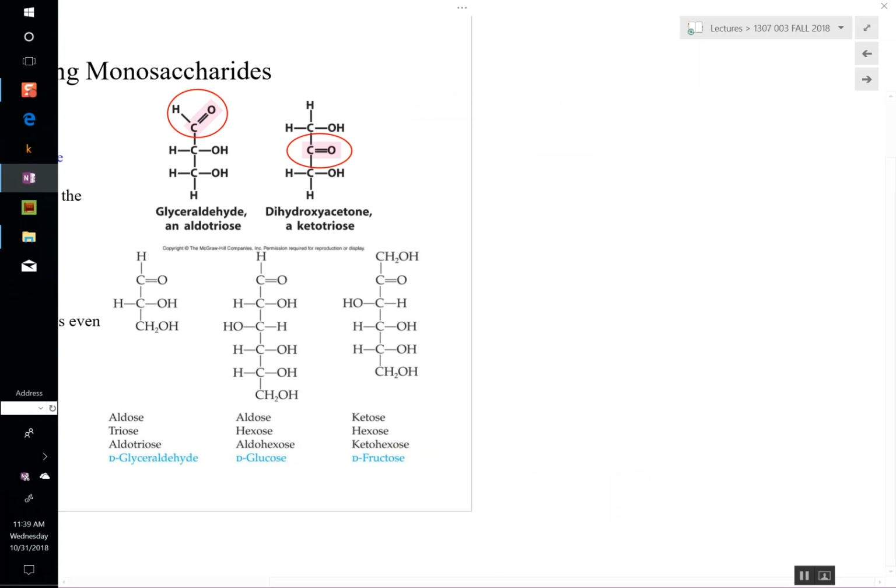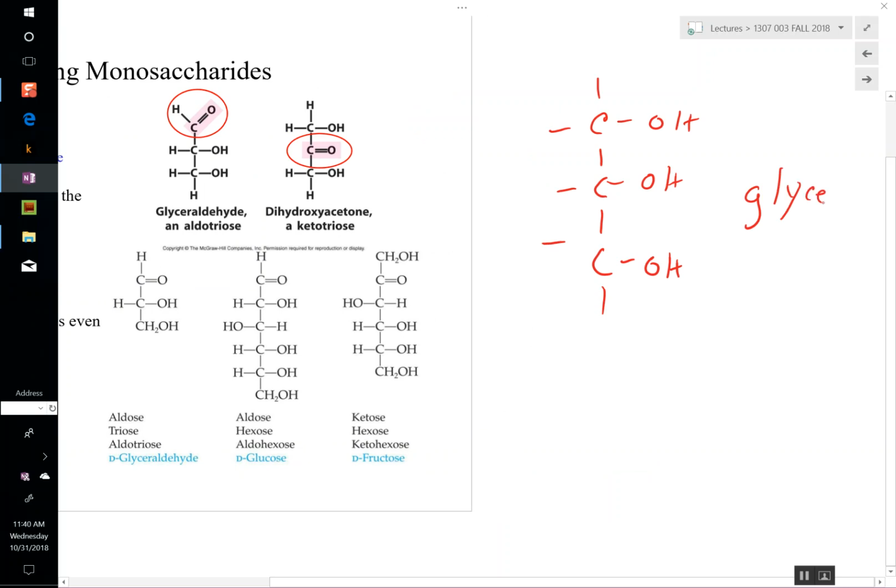You've already seen this molecule. It has 3 OHs on it. This is glycerol. That's glycerol. That's where they're getting glycer from. This is glycerol, and if we just put that at the top, you have glyceraldehyde.